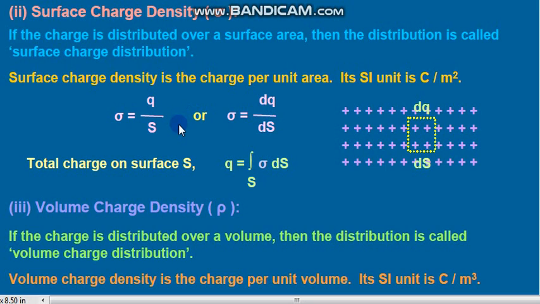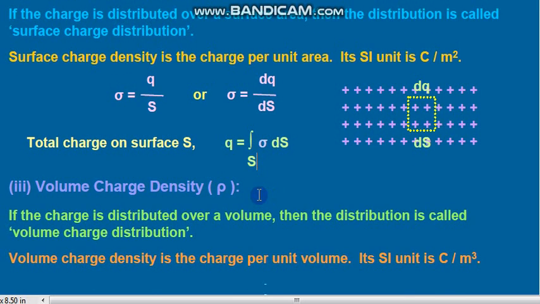Because it's charge upon area, its SI unit is going to be coulomb per meter square. Whereas the total charge on a given object or on a given surface can be considered to be equal to the surface integral of sigma ds. That is how we will be using that.